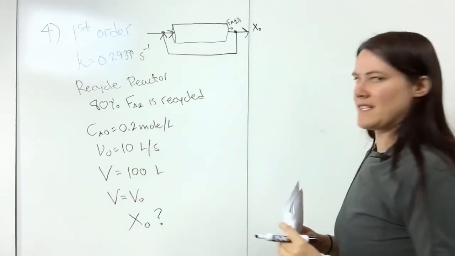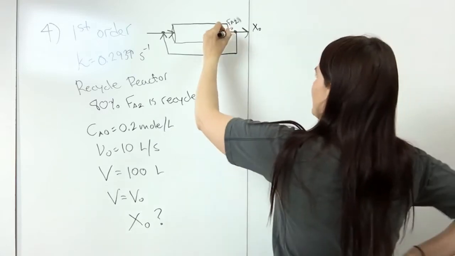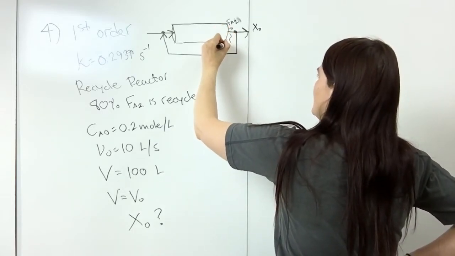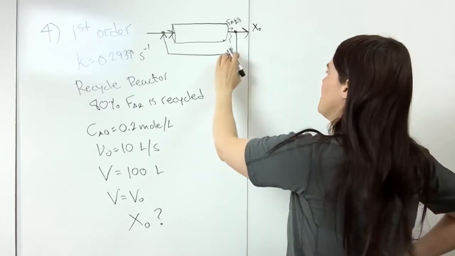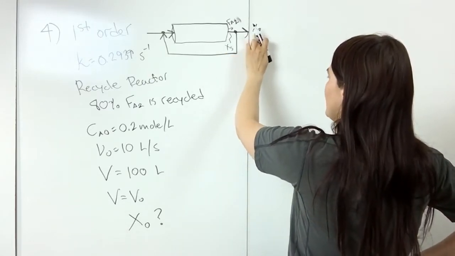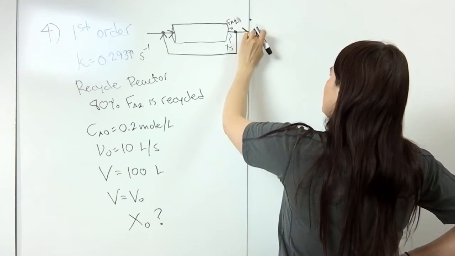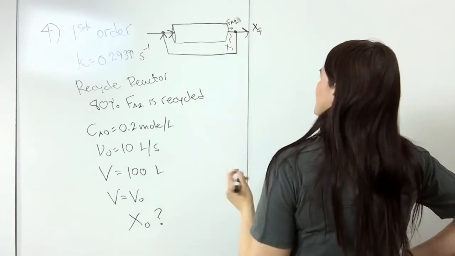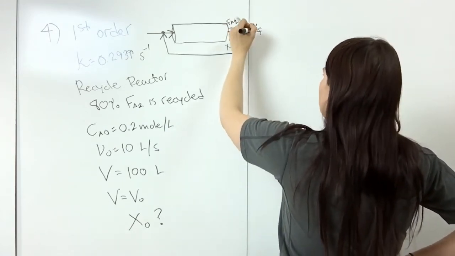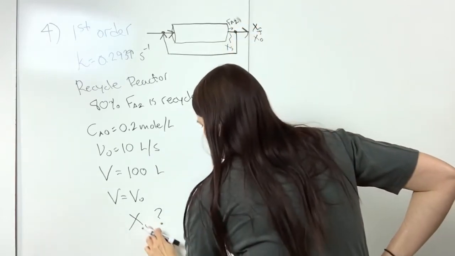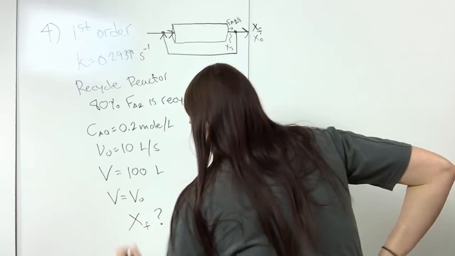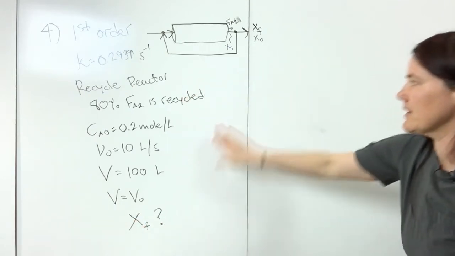Because if you remember with recycle reactors, you can have the conversion here. So this is what I've been calling XS, so like S for a single pass, and then X naught, or I think this is also being called XF, so X final, or X naught. But anyway, this is what you're looking for.